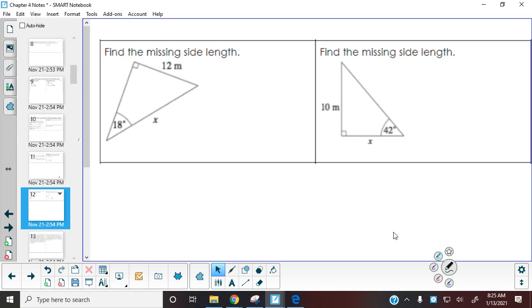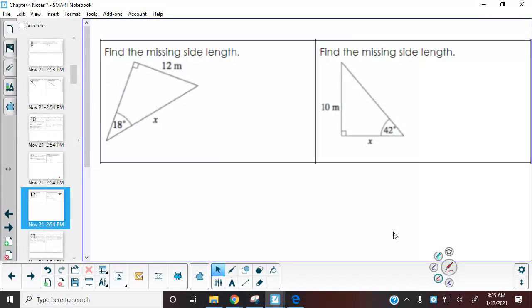Here's the great news for today, y'all. Today is going to be pretty straightforward, pretty easy. Hopefully you guys have all seen this before in your geometry class. So what we're looking at is using sine, cosine, and tangent to figure out either missing side lengths or missing angles. Today we're just going to focus on the side lengths. Hopefully you'll find it pretty straightforward.